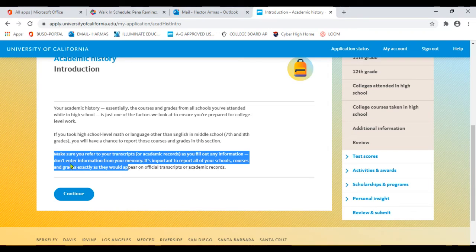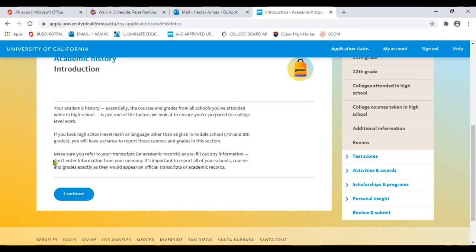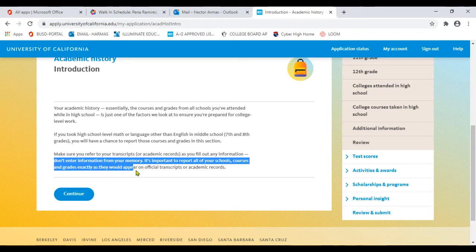Okay, don't enter from memory. I want you to take a look at what it says right here. Don't enter information from your memory. When you do, you may get it confused with whether it was a semester grade or a quarter grade that you're inputting. So the best thing to do is make sure that you get your transcript, and whatever's on your transcript has to be reflected on this application.